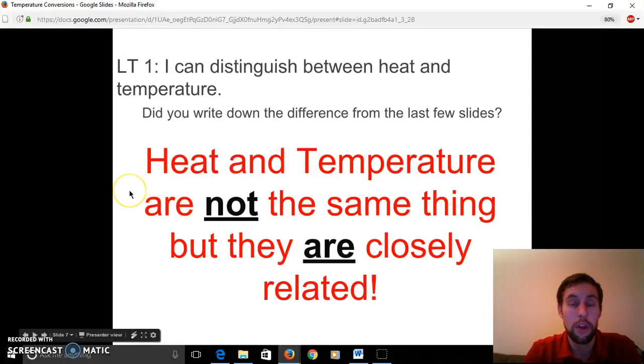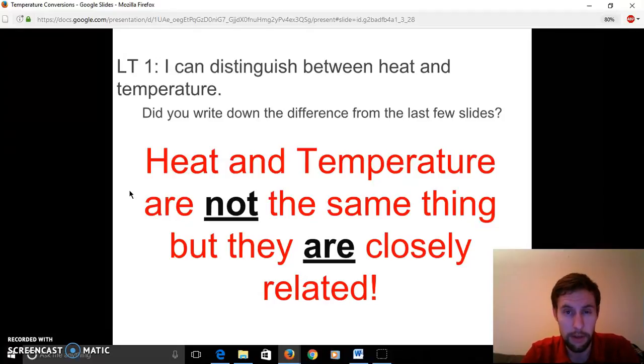Okay. So heat and temperature are not the same. They are closely related, but very much different. Make sure you know the difference. It'll come back to you in a quiz or test in this unit.